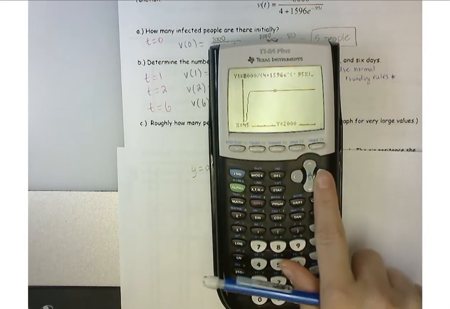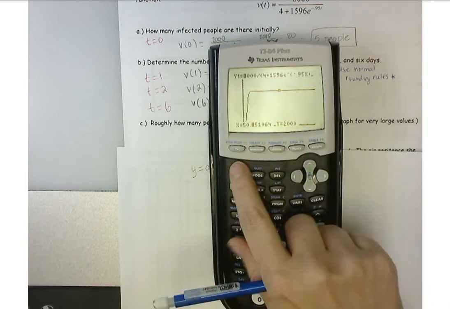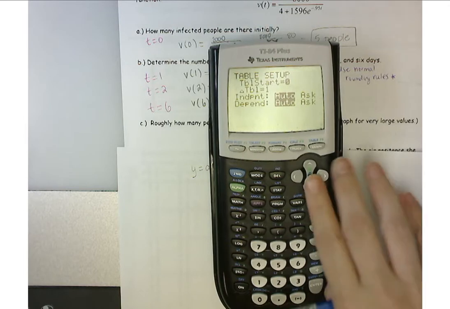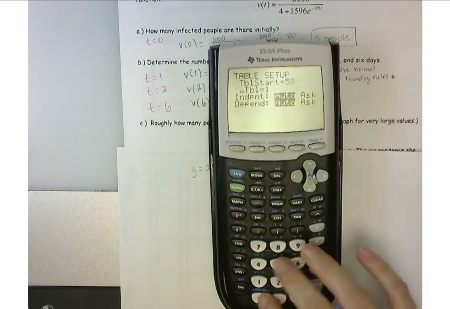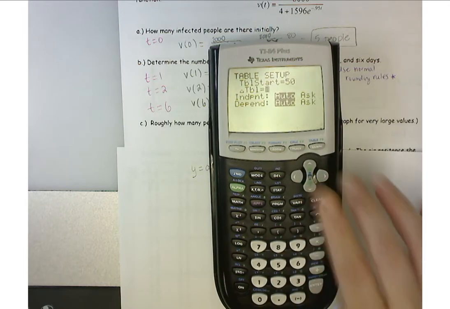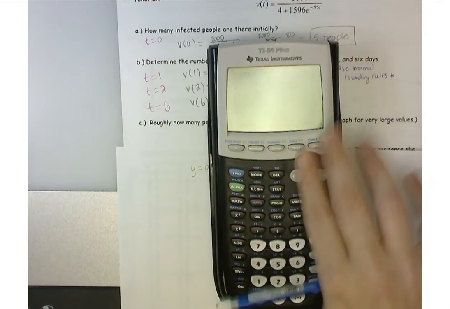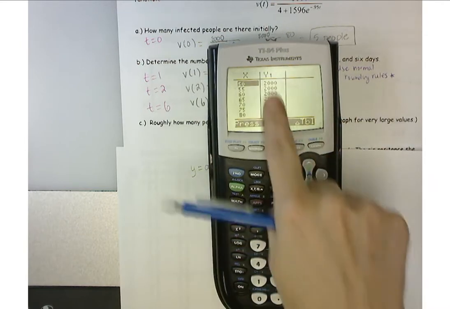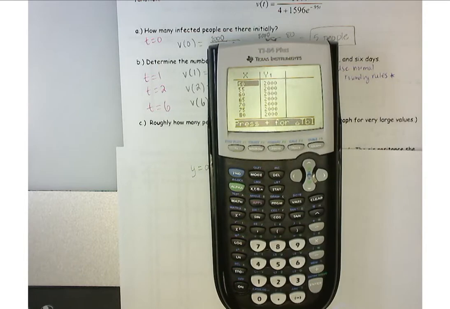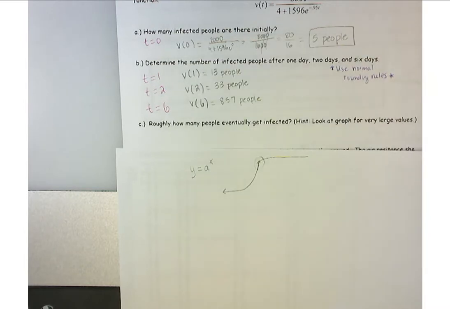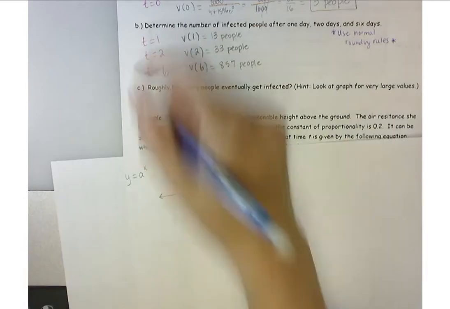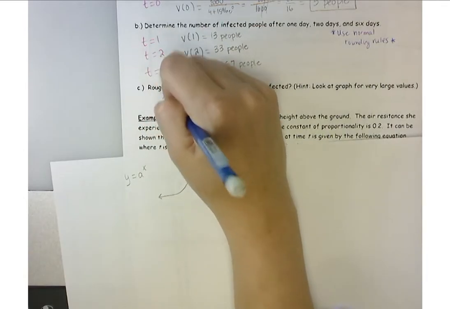You can look at your trace. You can also look at your table for very large values. So if you want to start at 50, also go by fives, see what happens, right? Can you see how these are all your same value? So eventually, how many people are infected? 2,000 with this model. All right, so it's going to be about 2,000 people.